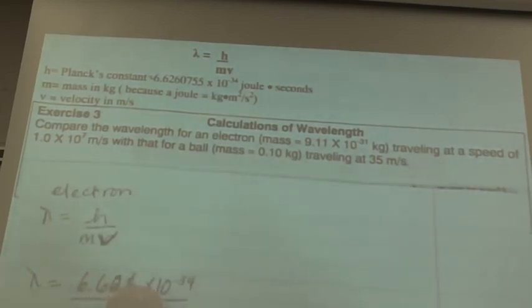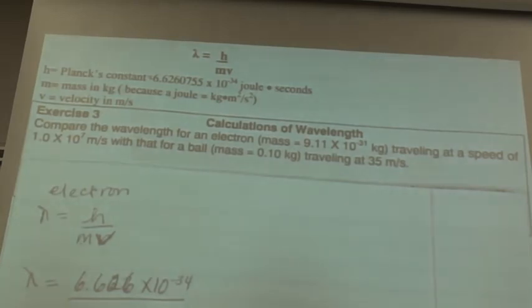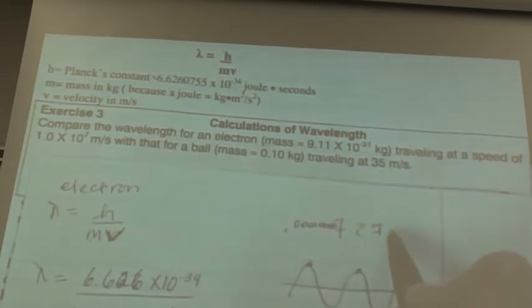Over the mass, which is itsy bitsy, times the speed, which is large. Do some math, and the wavelength of the electron, okay, that means the distance between here and here is, let's see, I need 727, so put 10 zeros. That's not a great distance, is it?